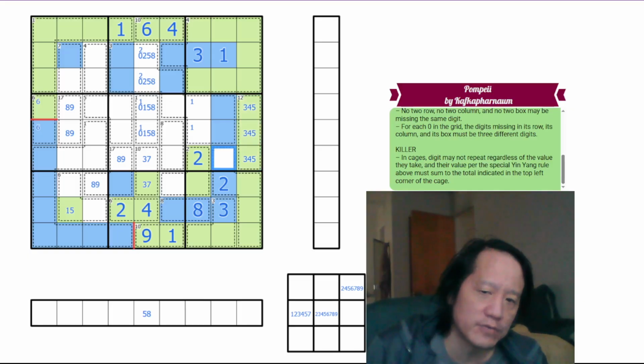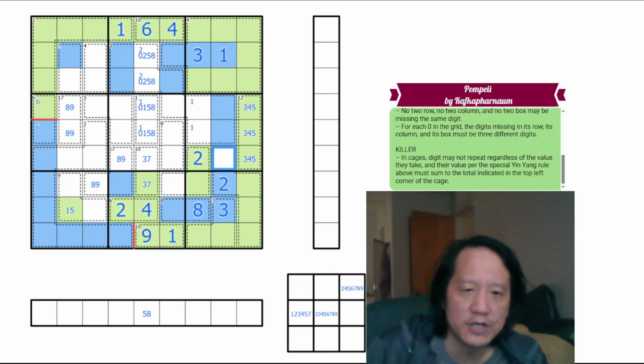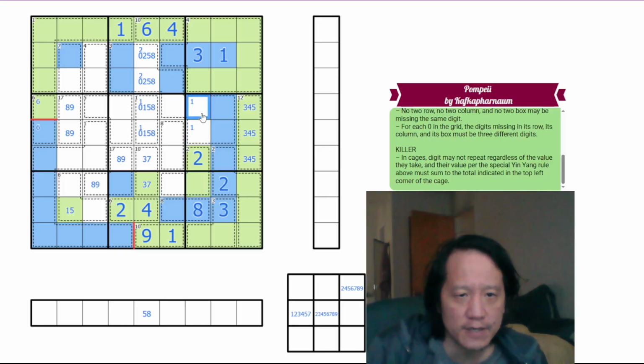This cannot count. So this must be green. Oh, hold up. No, this has to be blue. That's blue. Okay. Right, this cannot count, so it's blue. One of these is green, and is a 1. Okay.